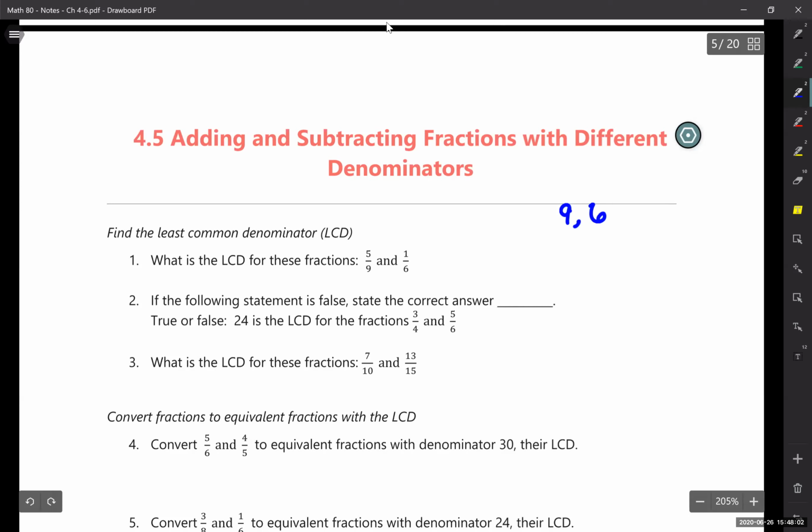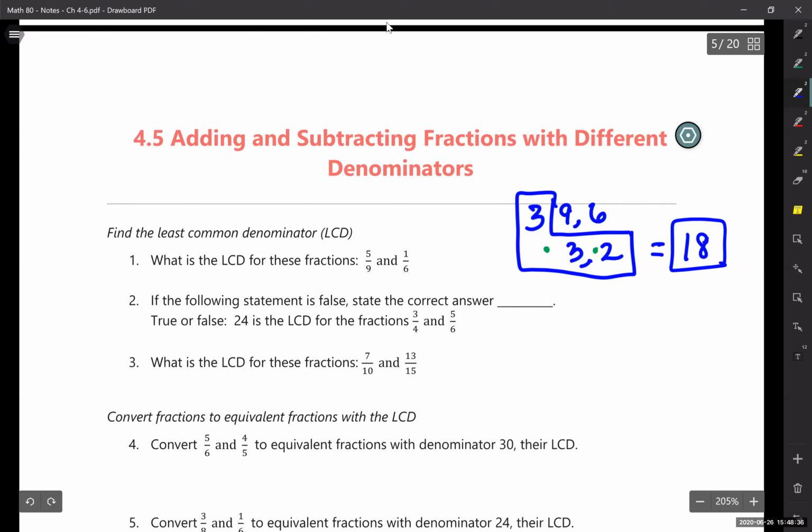So I write down the 9 and 6, and then I notice that they have a 3 in common. So I'm going to say 3 goes into 9 3 times, 3 goes into 6 2 times, and then the 3 and the 2 down here have nothing in common. So I'm going to make my L. The L is for the least common multiple, or the least common denominator. And then I multiply all 3 of those numbers, 3 times 3 times 2, which equals 18. So what we're saying is 9 goes into 18 and 6 goes into 18. And that's the smallest number that they both go into.